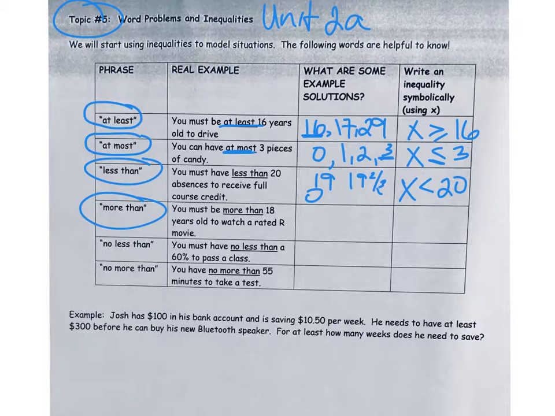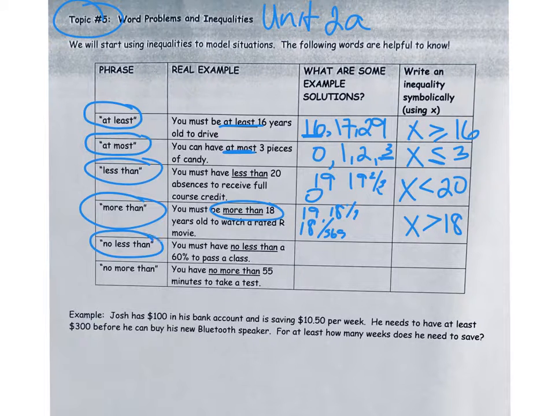More than. You must be more than 18 years old to watch a rated R movie. I'm not sure if that's true, but let's say it is for the sake of this example. More than 18. So 19 is more than 18. 18 and a half is more than 18. 18 and 1 day is more than 18. 1/365th. All of those numbers are more than 18. So as long as your age is greater than 18, then you can watch that movie.